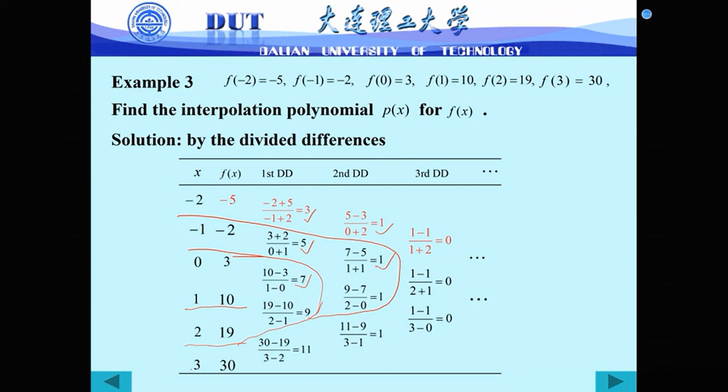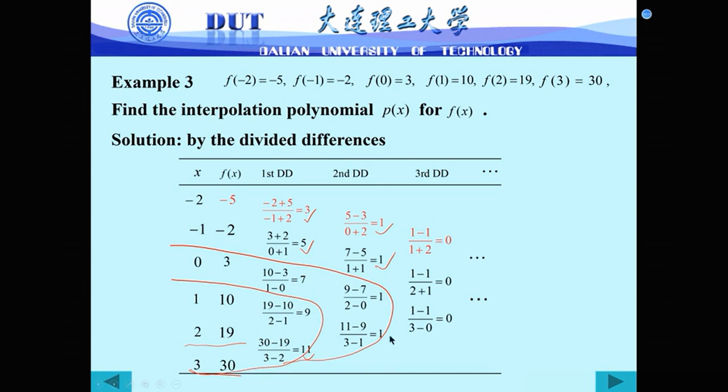Okay, the last term, 3 and 30. So you see 30 minus 19 over 3 minus 2. So it is 11, right? And you'll see 11 minus 9 over 3 minus 1. So it is 1. It's okay? Continue. 1 minus 1 over 3 minus 0. So it is 0. It's okay?